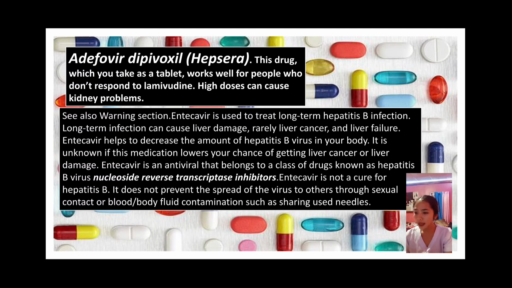See also warning section. Entecavir is used to treat long-term hepatitis B infection. Long-term infection can cause liver damage, rarely liver cancer and liver failure. Entecavir helps to decrease the amount of hepatitis B virus in our body. It is unknown if this medication lowers your chance of getting liver cancer or liver damage. Entecavir is an antiviral that belongs to the class of drugs known as hepatitis B virus nucleoside reverse transcriptase inhibitors.